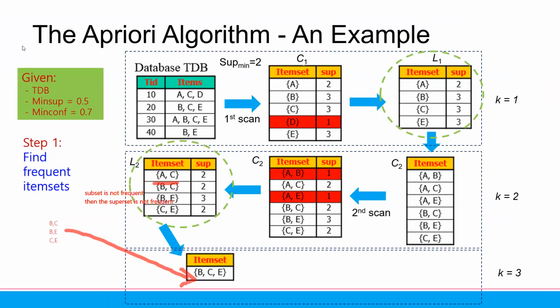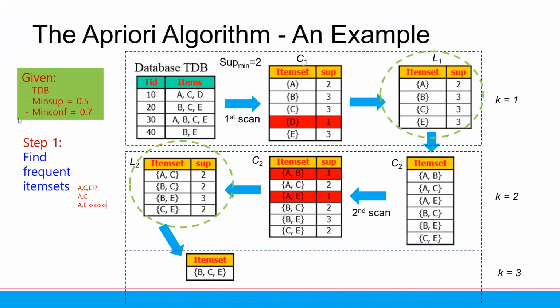Let's see another possibility with k equals to 3. Why do we not choose A, C, and E? We need to have all the subsets frequent. Let's see. AC is frequent. AE, is it frequent? No. Because AE is not frequent, then we don't need to choose ACE.